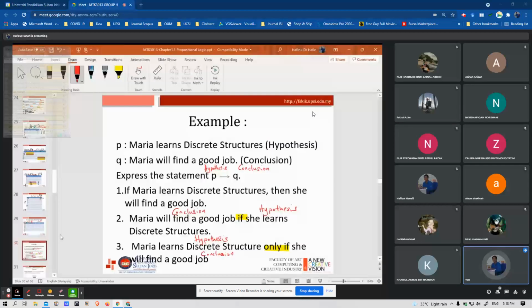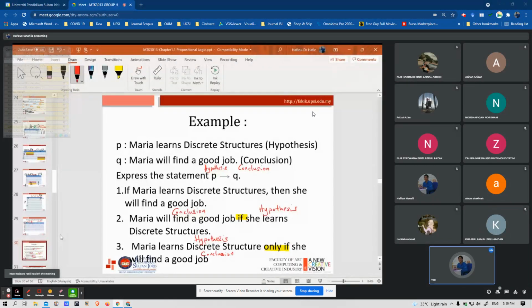Okay, this one is another example for the hypothesis. Normally for the hypothesis, we denote it as H and the conclusion as C. And then Maria learned discrete structure is the hypothesis, and Maria will find a good job is the conclusion. That's why we express the statement P implies Q, hypothesis implies the conclusion. If Maria learns discrete structure, then she will find a good job. This one is the first case.